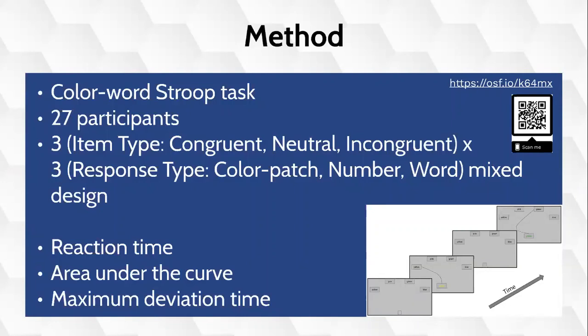We manipulated item type as congruent, incongruent, and neutral. And more importantly, we manipulated the response type as the between-subjects variable. Participants either selected the response alternatives as color patches, numbers, or words. Because there is not a consensus on the methodology of studies using the mouse tracking method, and we believed that the response type would affect the results.